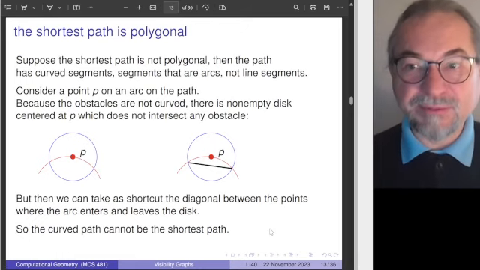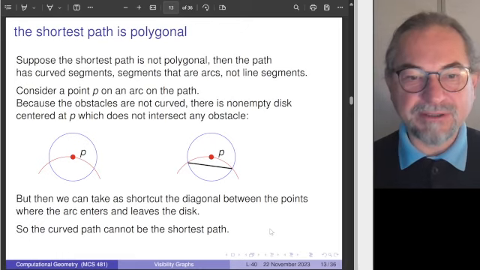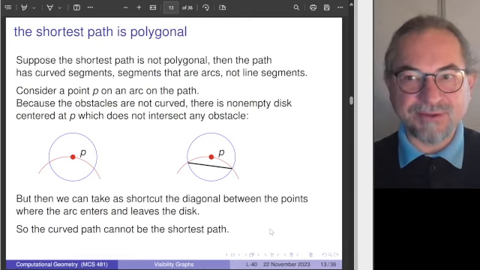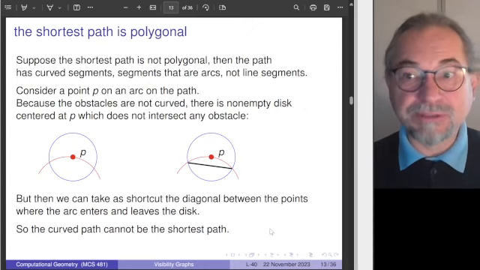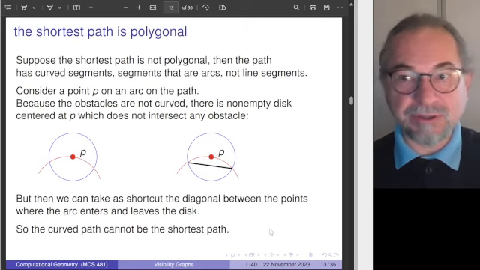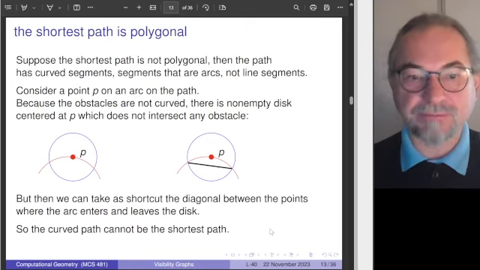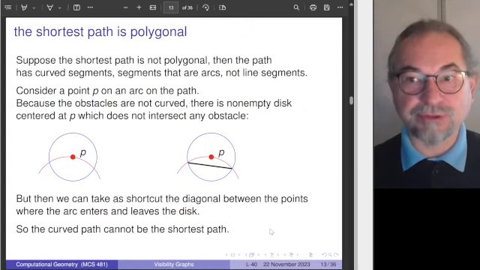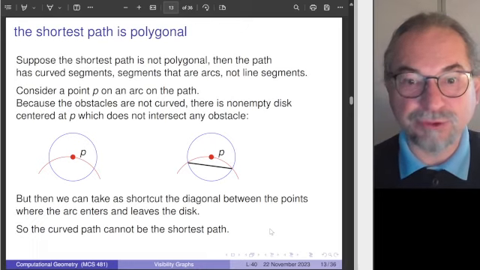So this is an argument that, if you have taken a course in analysis, might seem quite familiar. It has also a nice geometric picture. So this proves by contradiction, assuming that you have somewhere an arc, that you can replace the arc by a shortcut. And the shortcut is shorter, so the arc that you had cannot be on the shortest path. And you can do this construction for any arc.